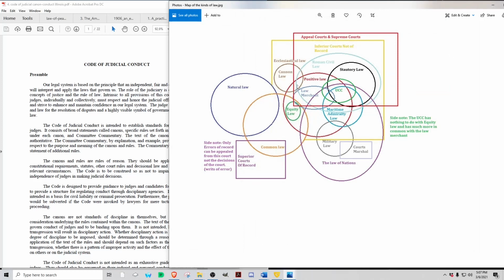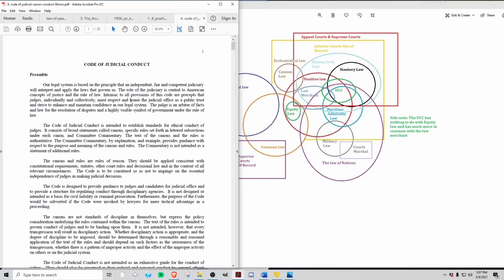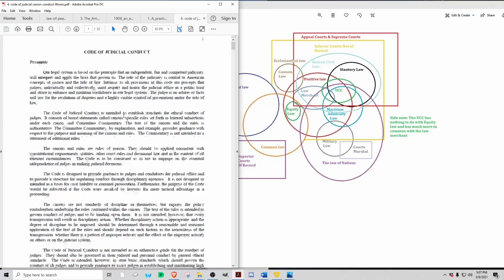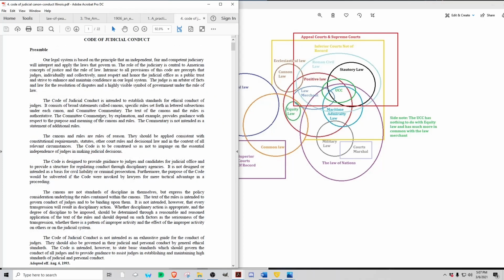Canon law, ecclesiastical canon law. This is for judges. Judges have to follow canon. Why? Because they're priests. Okay? So, preamble. Our legal system is based on the principle that an independent, fair, and competent judiciary will interpret the law and apply the laws that govern us. Govern who? Not you. Not me.